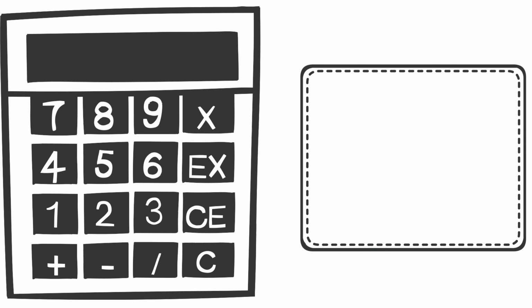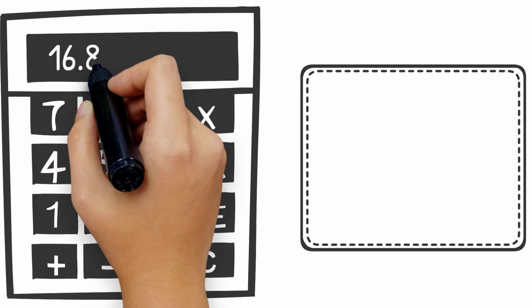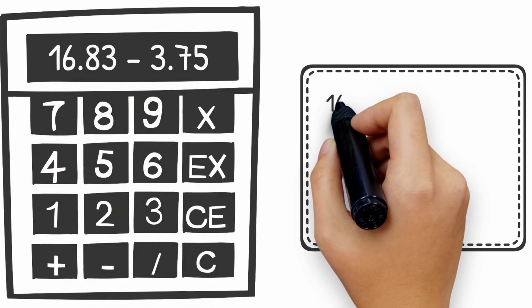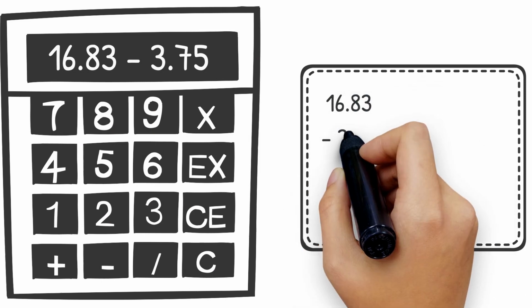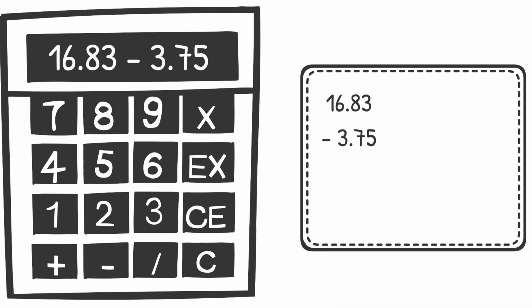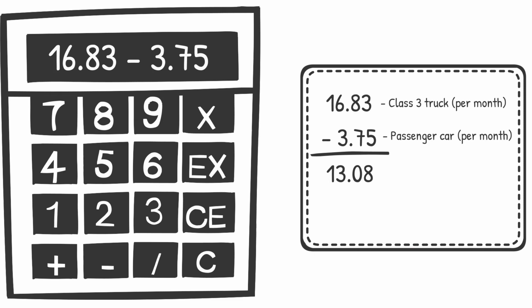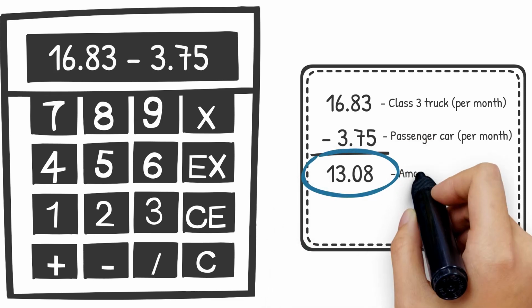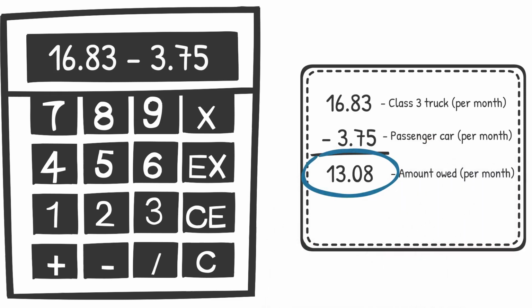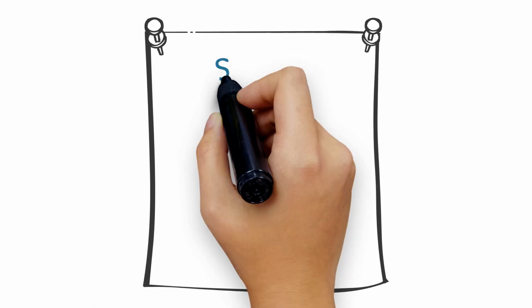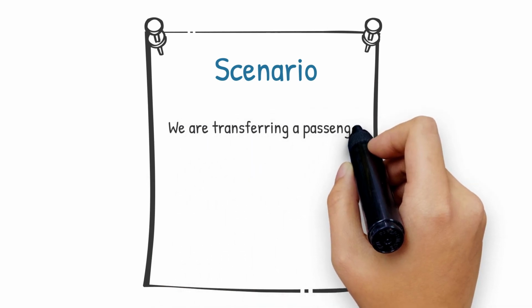Once you know the cost of both plates per month, you will take the Class 3 truck cost per month, $16.83, and subtract the cost of the passenger plate per month, $3.75. We are subtracting the cost of the passenger plate since the customer already paid that registration fee. $16.83 minus $3.75 gets you $13.08. That's how much will be owed per month for the Class 3 truck registration plate increase, $13.08.